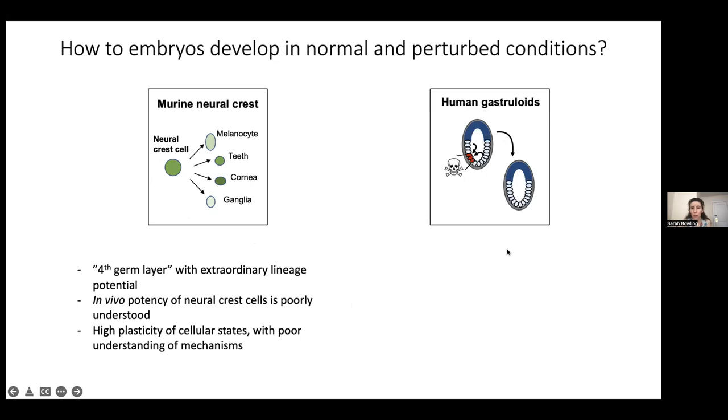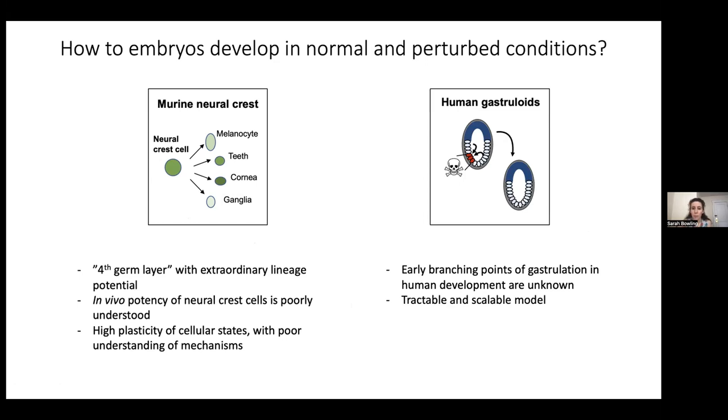Alongside this, I want to use human gastruloids as a model to understand human development. And this is because the early branching points of gastrulation in human development are pretty much unknown. Human gastruloids represent a tractable and scalable model for investigating this. And it's also amenable to targeted cell ablations, genetic and teratogenic analysis.